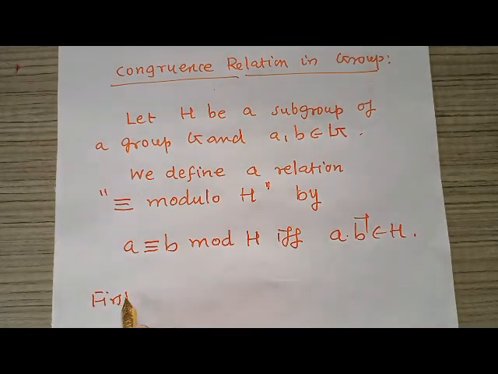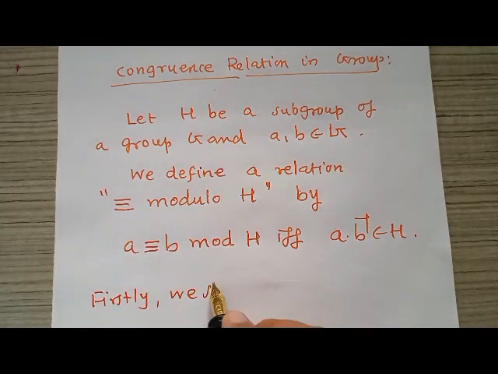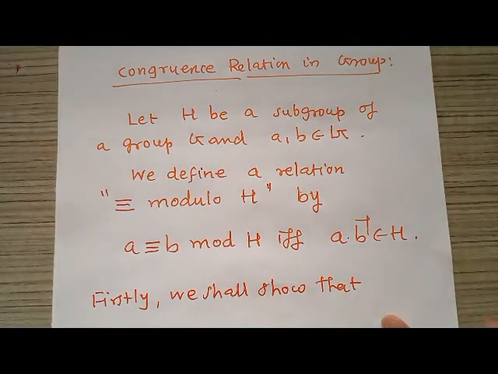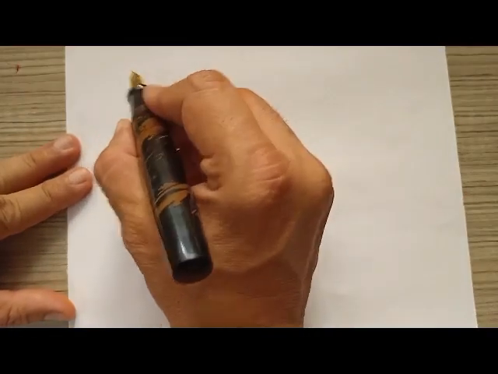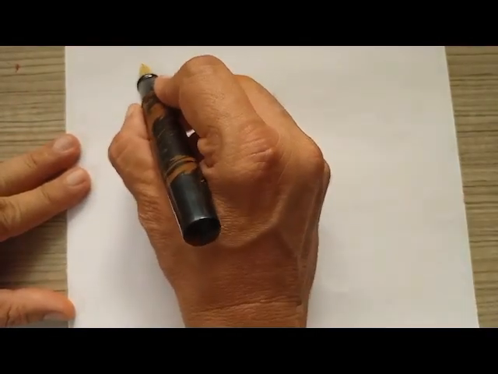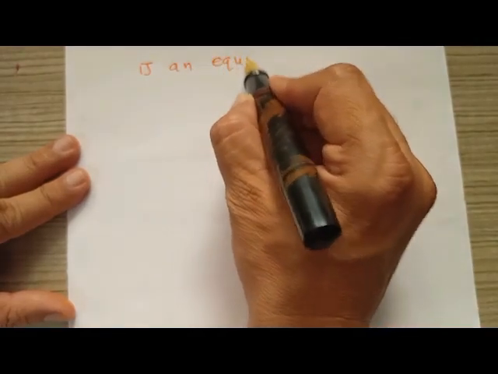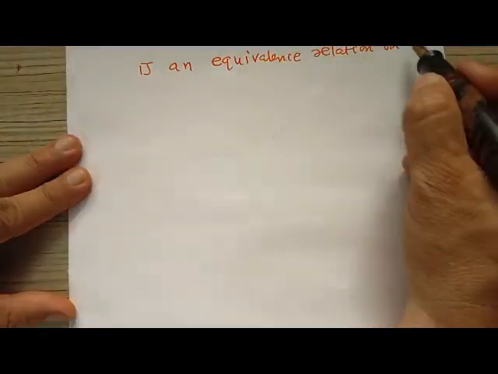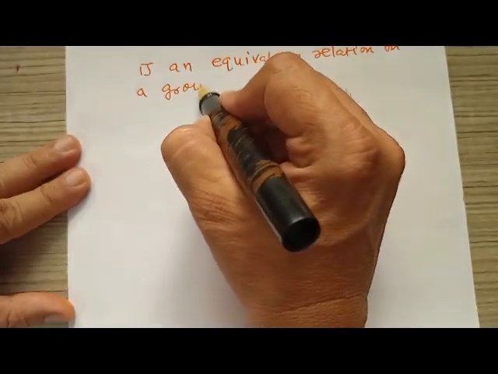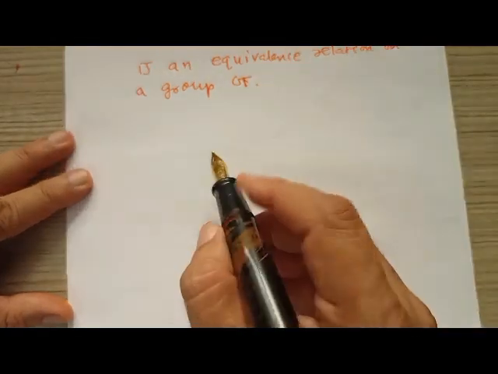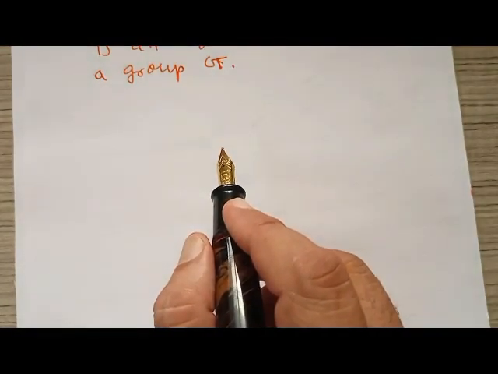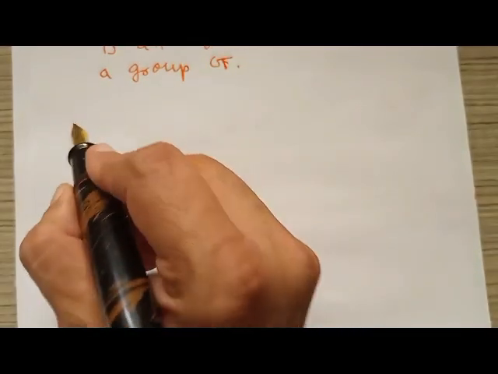Firstly, we shall show that the relation as defined above is an equivalence relation on a group G. That is, we have to prove that this relation is reflexive, symmetric and transitive. So first of all, reflexivity.